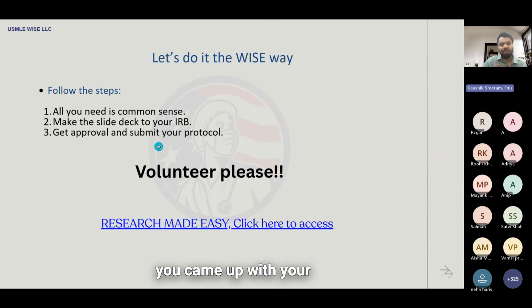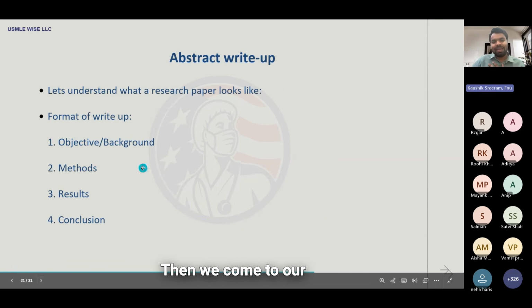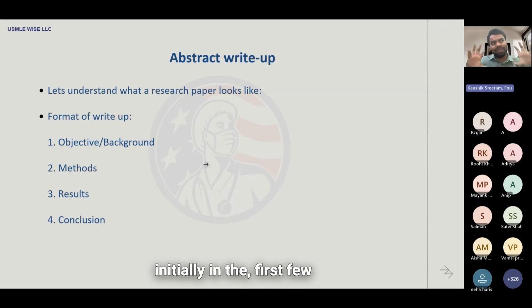Next, you came up with your protocol. You came up with a justification. All you have to do is make 1 or 2 slides for your IRB and then you submit it. Done, right? And they will give you approval and you will be good to go with your study. Then we come to our abstract write-up, right? So what did I tell you initially in the first few parts? I told you that you always have to write your protocol or your research in a way that the other person wants to read and they care about it, right?